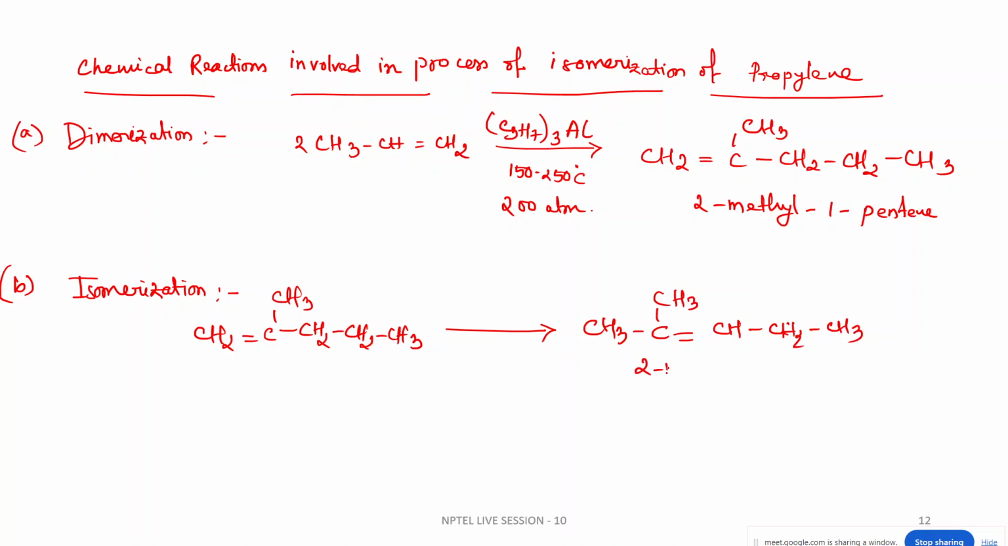This isomer is called 2-methyl 2-pentene, and it is formed in the presence of an acid catalyst at a process temperature of 150 to 300 degrees Celsius.